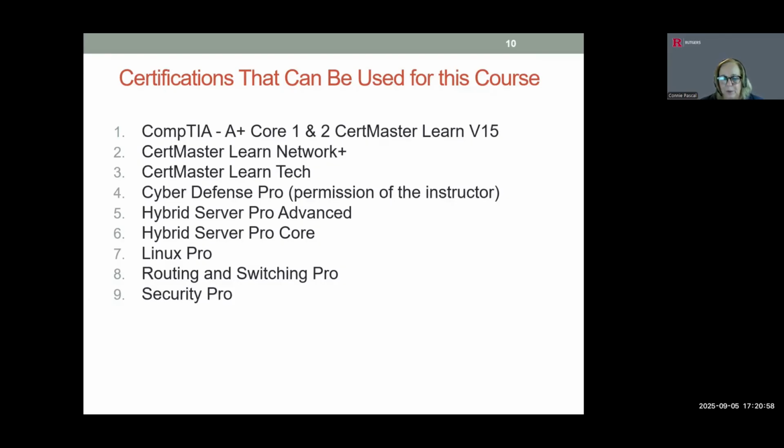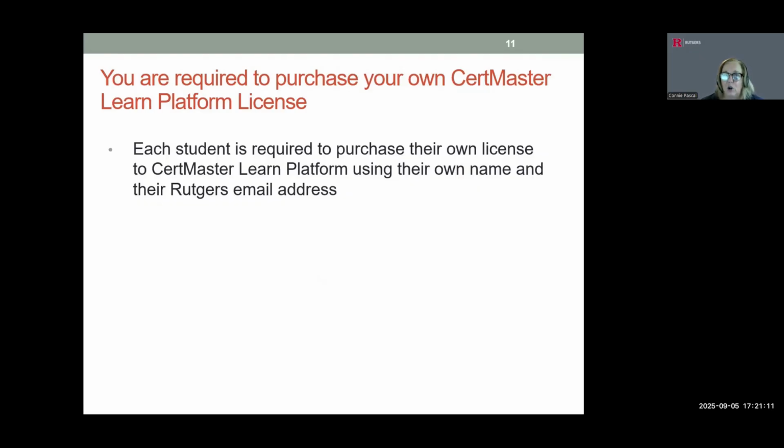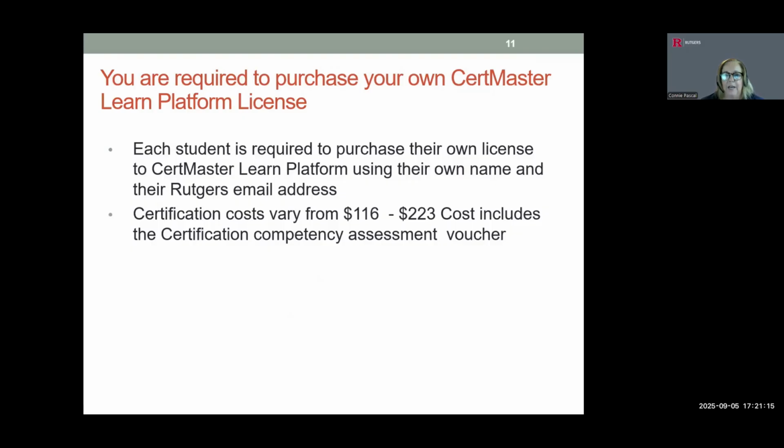And then our most popular course is Security Pro, which is akin to the Security Plus certification. You are required to purchase your own Cert Master Learn platform license. You must purchase this in your own name, and again, use your Rutgers email address. The cost of the certifications varies between $116 and $223. This is the student discounted rate, so you are getting a pretty good discount from CompTIA for being a student.